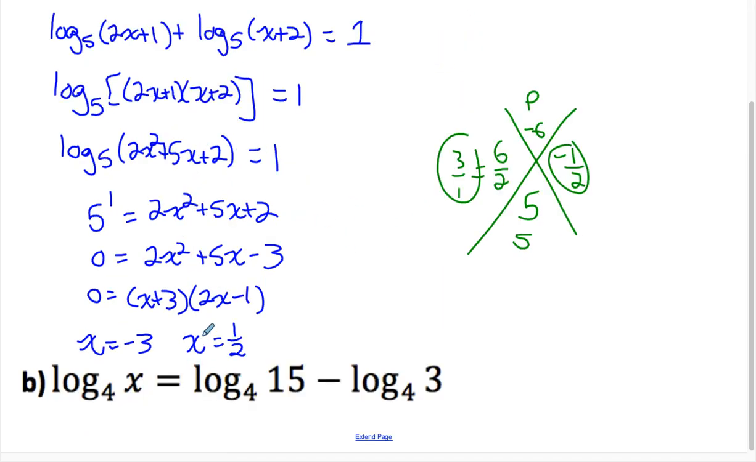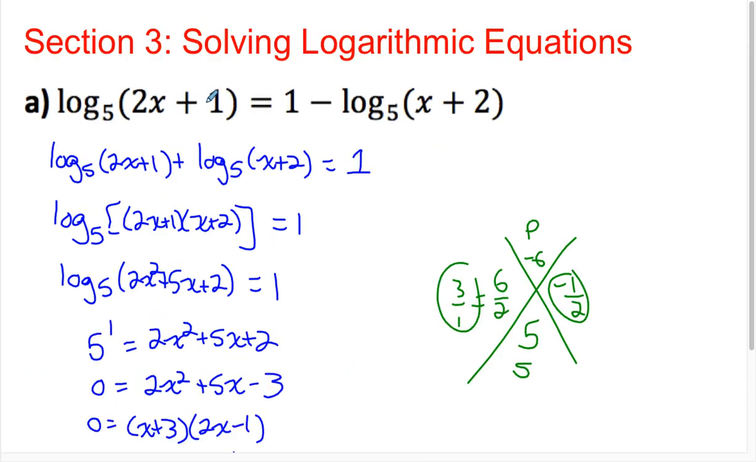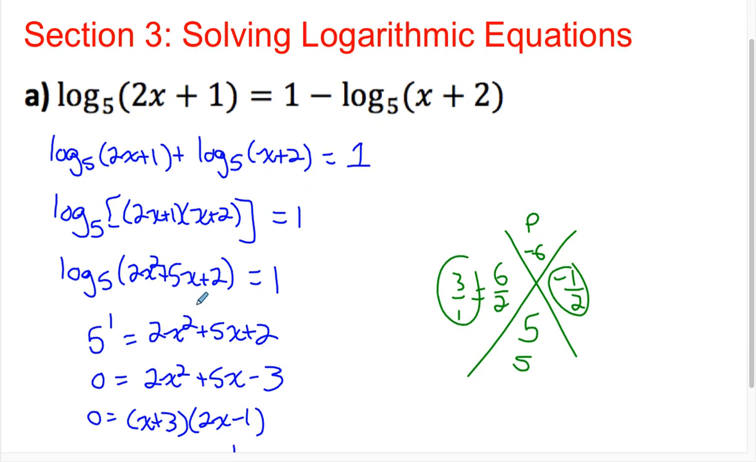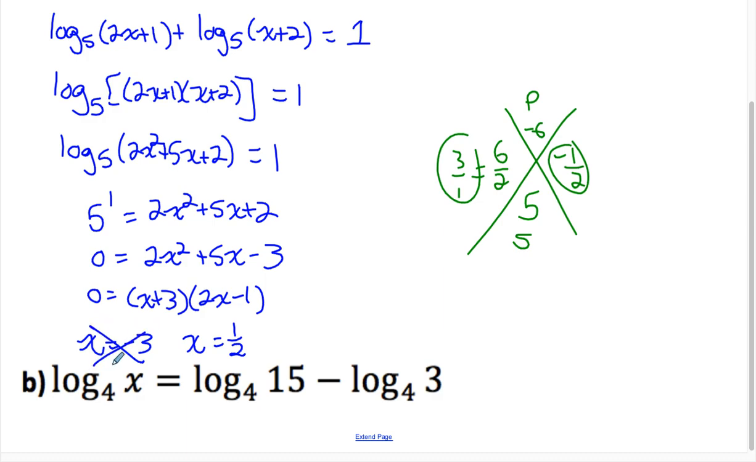But if x is negative 3, it actually makes both of these arguments negative, which we can't do. Logarithmic expressions are undefined for negative arguments. So negative 3 we actually have to reject and say that's an extraneous root, but a half we can accept.